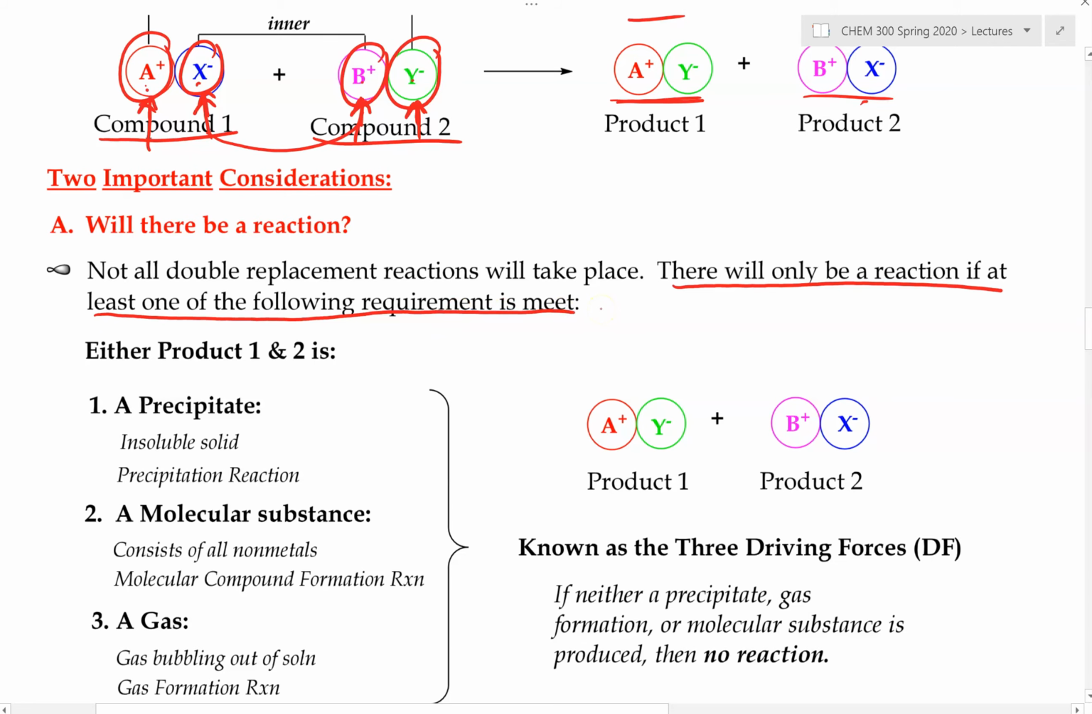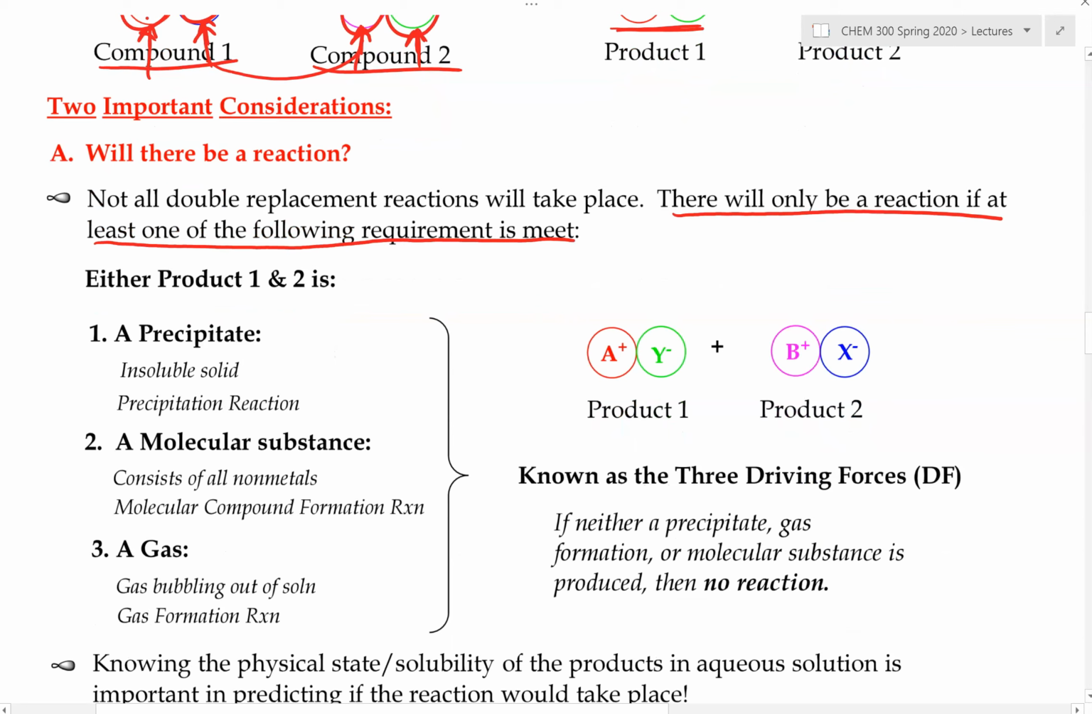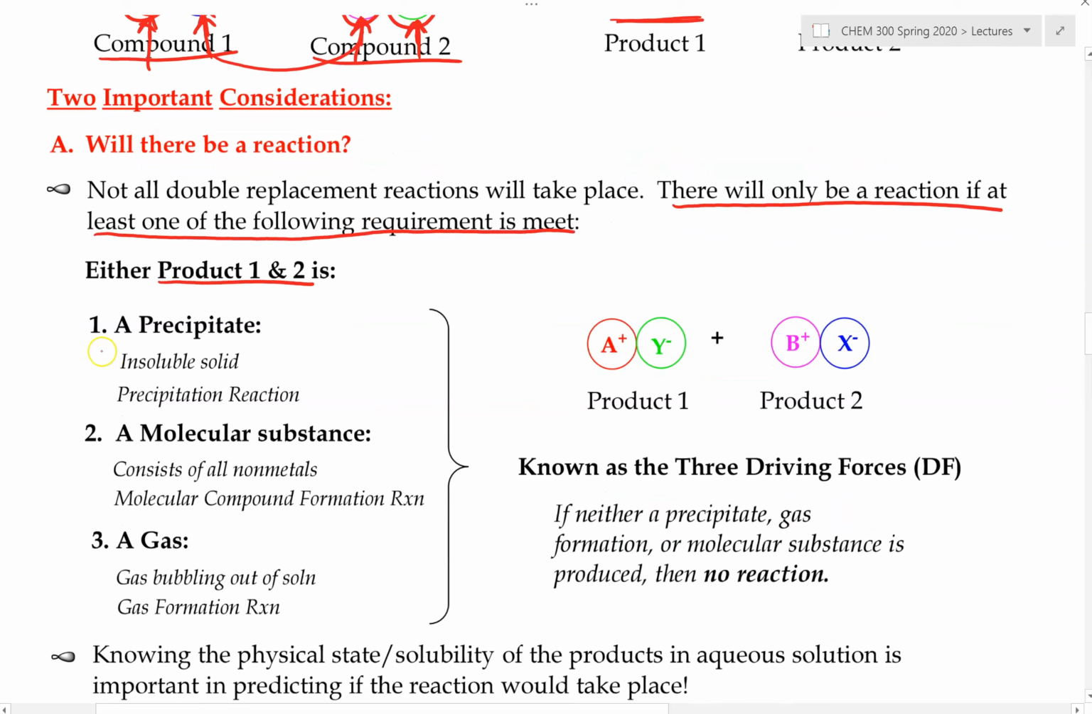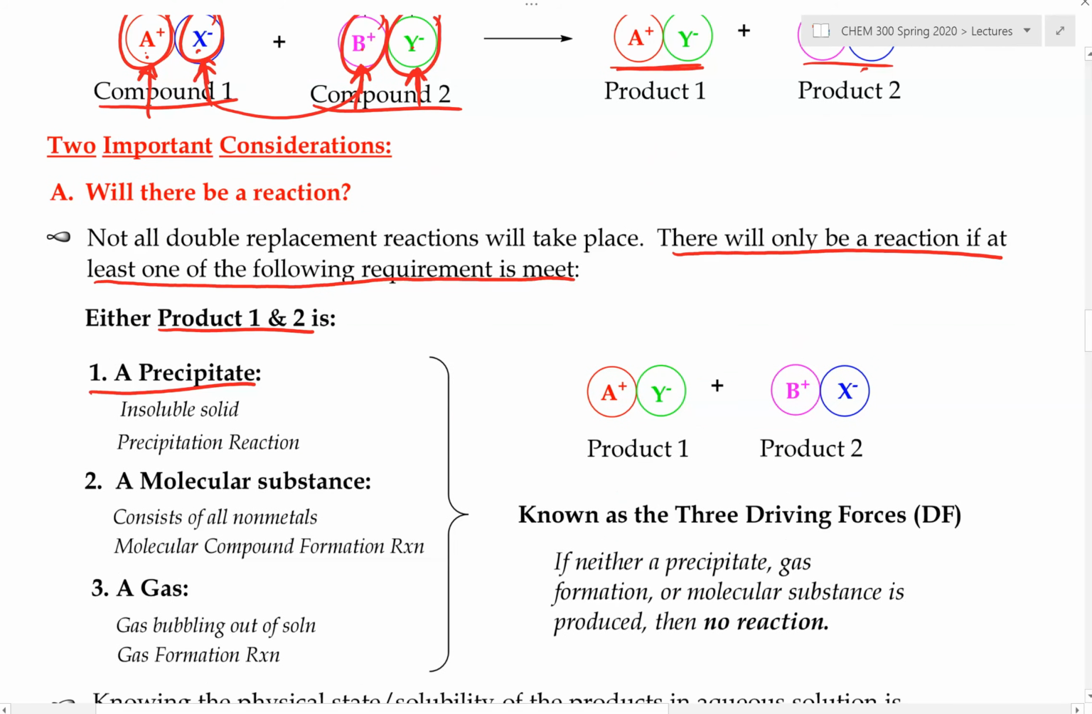So here are the requirements. First, either product 1 or product 2. So product 1 is AY and product 2 is BX. Either one of these products is a precipitate. If either AY or BX is a precipitate, then that's when we will have a chemical reaction.